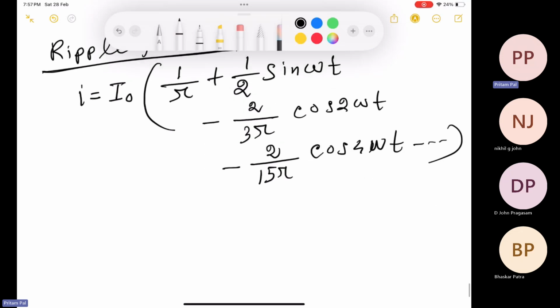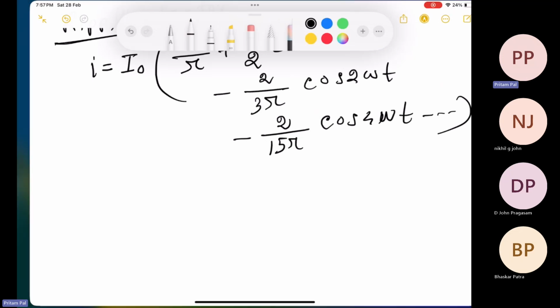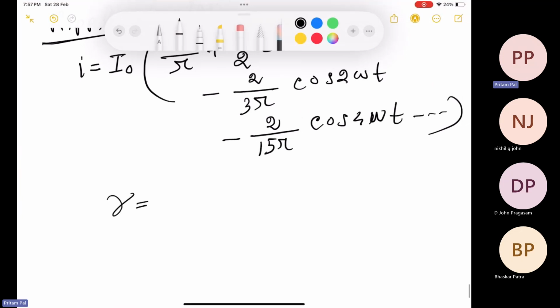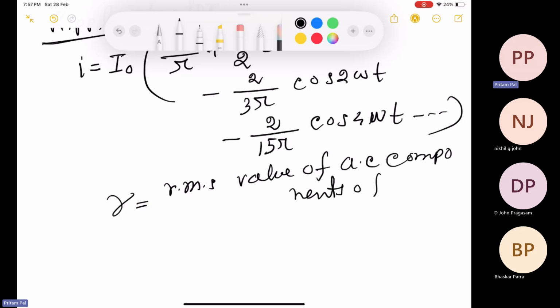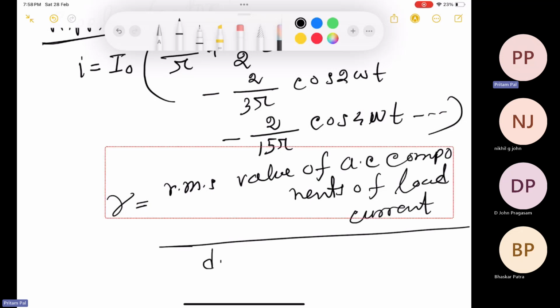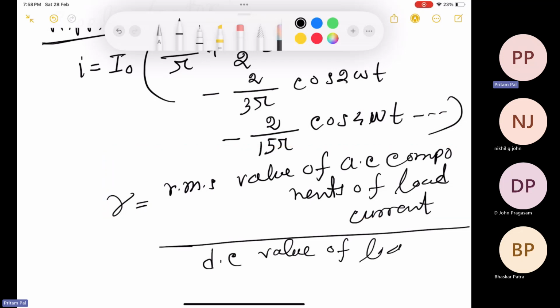So ripple factor is a measure of this fluctuating component, and hence the lack of smoothness, which is generally expressed by gamma. The gamma is defined as the RMS value of the AC component of load current divided by the DC value of the load current or voltage.